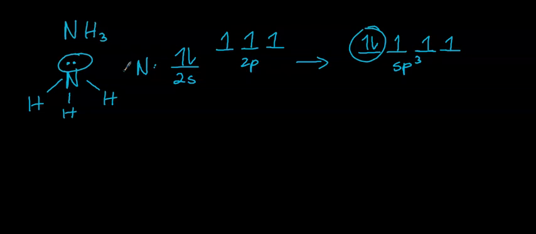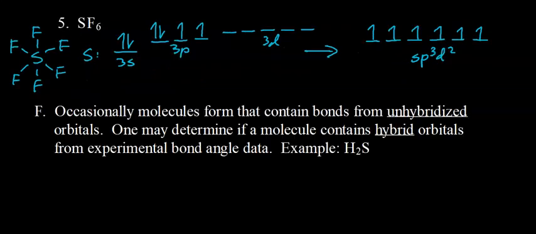So I just want to show you what happens with lone pairs in the central atom. It's important to note that lone pairs, as well as bonding electrons, will occupy hybrid orbitals. Now, this isn't always the case. Let me give you an example. It says, occasionally molecules form that contain bonds from unhybridized orbitals. One may determine if a molecule contains hybrid orbitals from experimental bond angle data, like in our last example. It has been experimentally determined that the bond angles in NH3 are about 109.5, technically 107.3, but pretty close to 109.5.